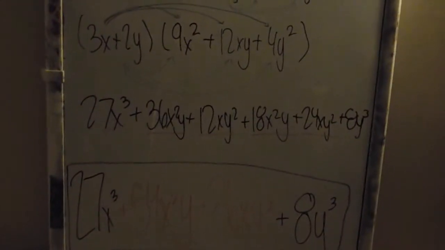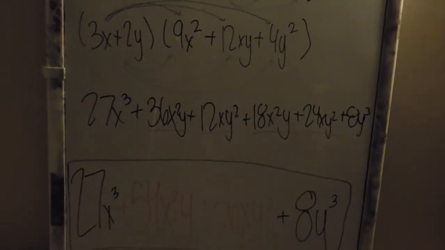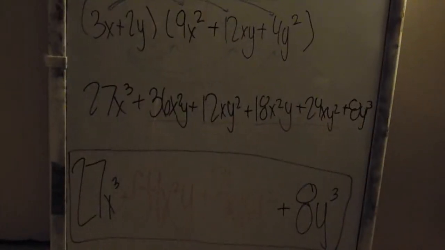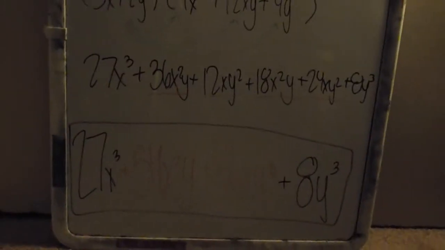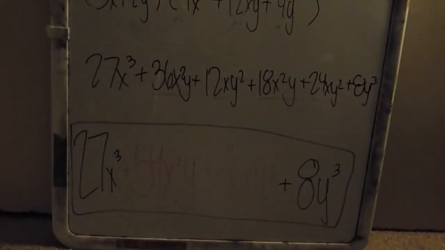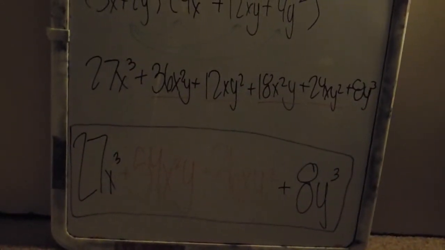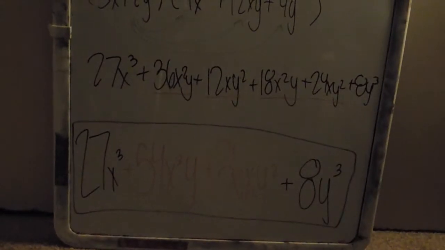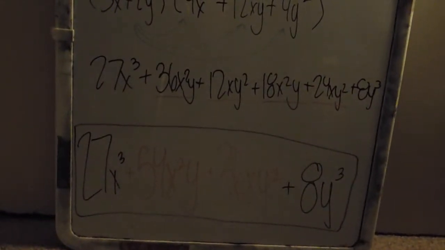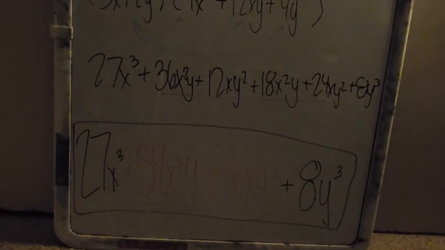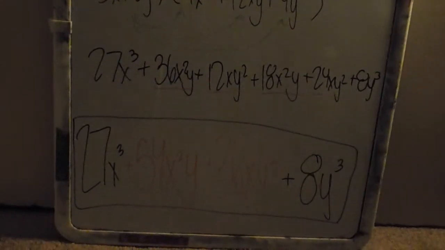And then you're going to combine like terms. As you see, I have them underlined. When you combine like terms, you get 27x cubed plus 54x squared y plus 36x y squared plus 8y cubed. And you always want to go in order of x and y's.